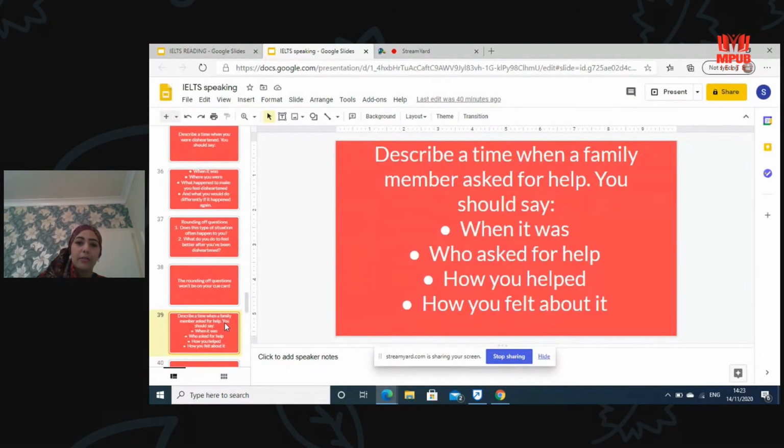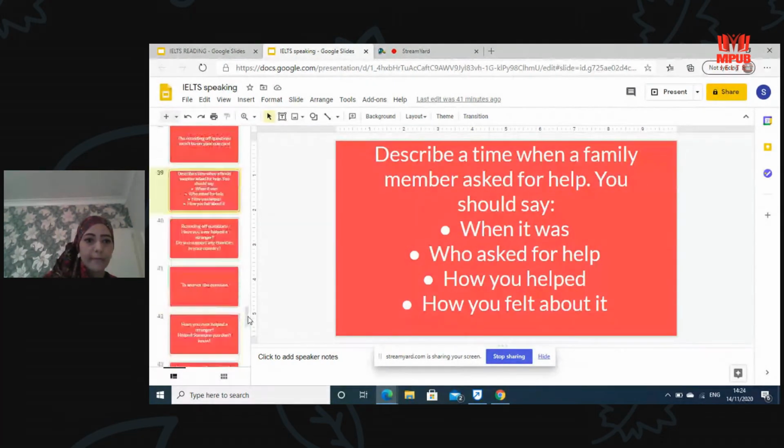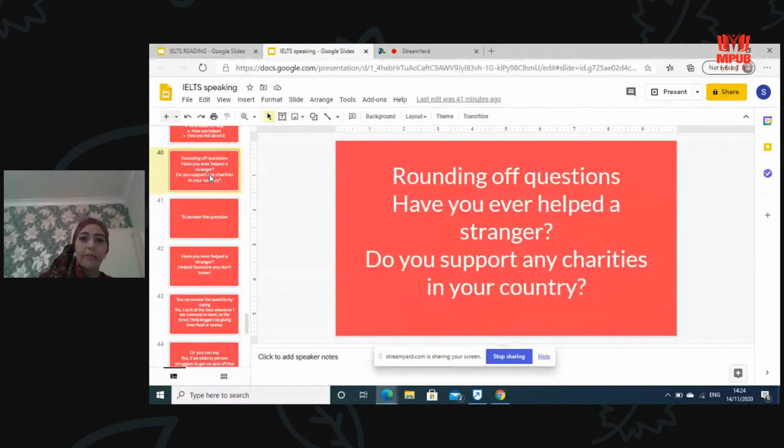So this is another example of a cue card. It's describe a time when a family member asked for help. You should say when it was, who asked for help, how you helped, how you felt about it. And the rounding off questions could be, have you ever helped a stranger? Do you support any charities in your country?